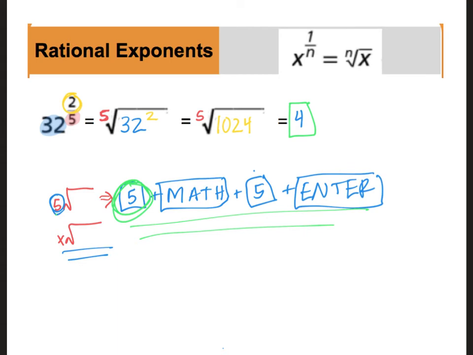Again, you could have typed into your calculator 32 to the power of 2 over 5, and that would have given you an answer as well. It would have given you the same exact thing. If you want, when you do that, please be careful and make sure that your 2/5 is in parentheses. For some calculators, it might not matter, but for others, it will. So just a heads up there.